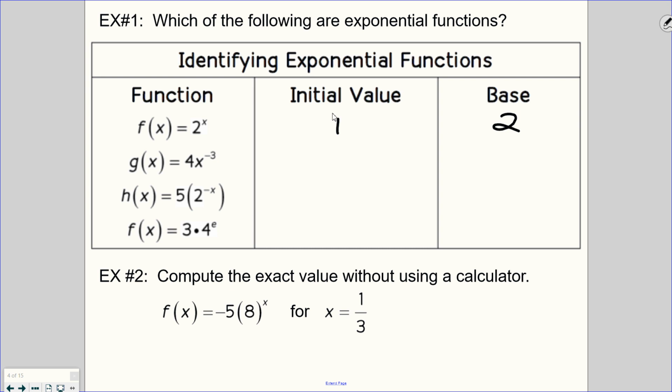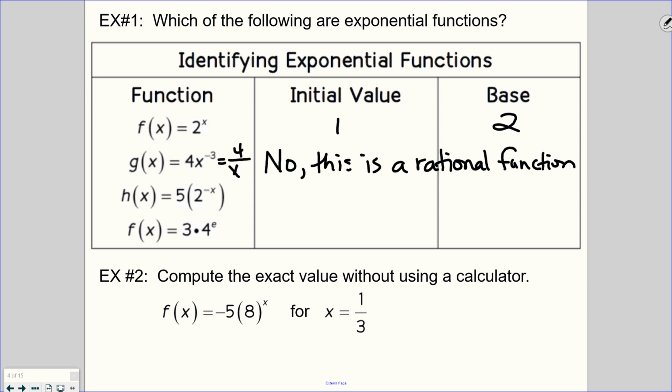The second one is not an exponential. So we're not going to put an initial value or a base, because this is a rational function. It doesn't look like it the way it's written, but remember this would just be 4 over x cubed. A negative exponent means just move down. So this is a rational function, not an exponential.